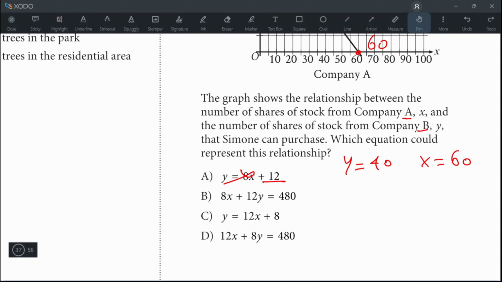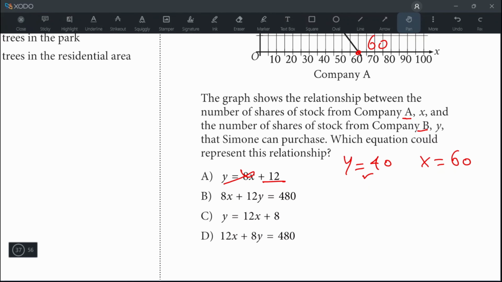In order to find the y-intercept of choice B, we're going to plug in a value of x equal to 0. So this will cancel out. And then we'll solve for y by dividing by 12 on both sides. So y will equal 480 divided by 12, which is 40. So the y-intercept of this function is correct. It is the same as the graph above. Now, what about the x-intercept?